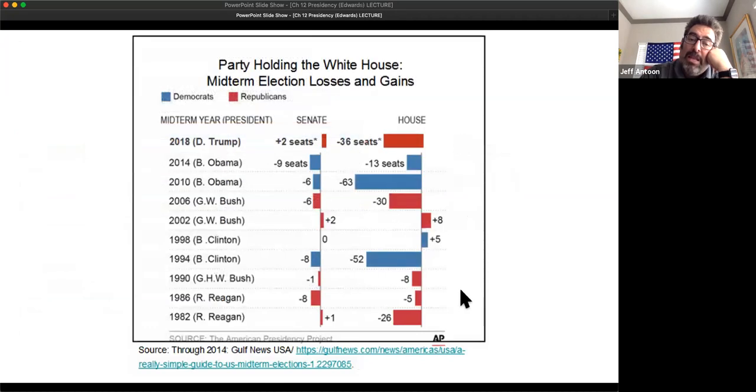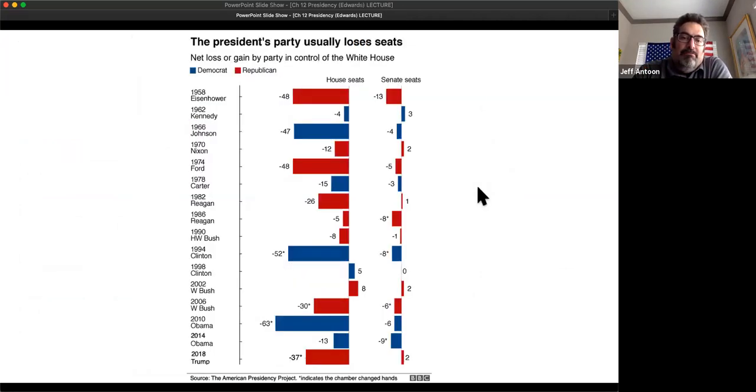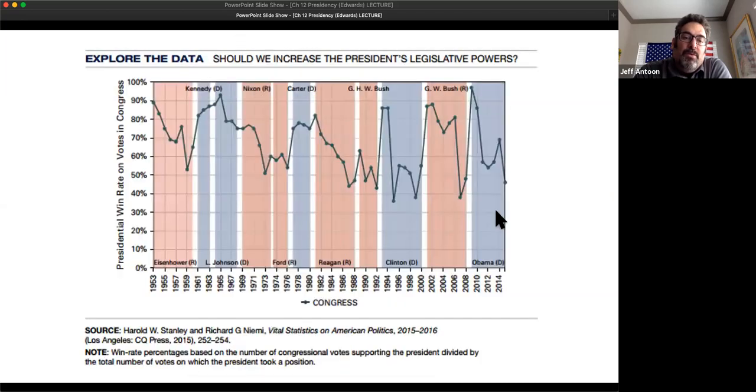Here's the midterm election losses. Trump lost 36 seats and gained 2 Senate seats. But look at Obama's 2010 midterm. He lost 63 seats in the House because he passed Obamacare and Americans went crazy. Okay? And that's why they pushed him out. Again, just more statistics. I'm not going to go through too much of this, guys. I just want you to have a chance to look through some of them if you want to.